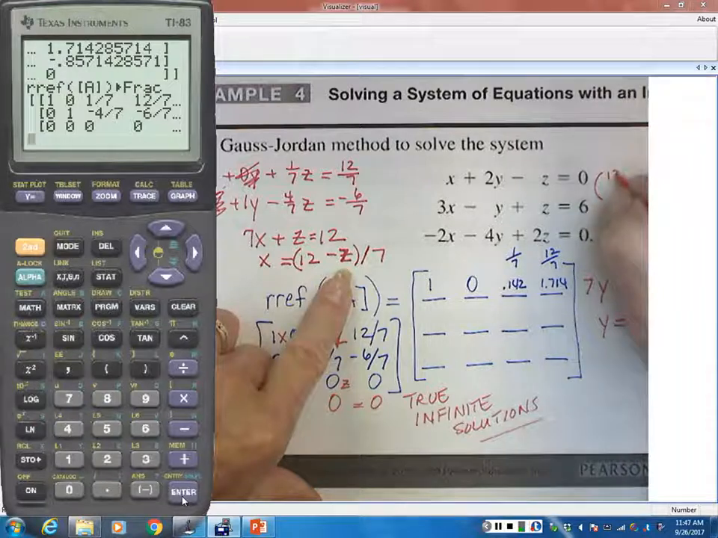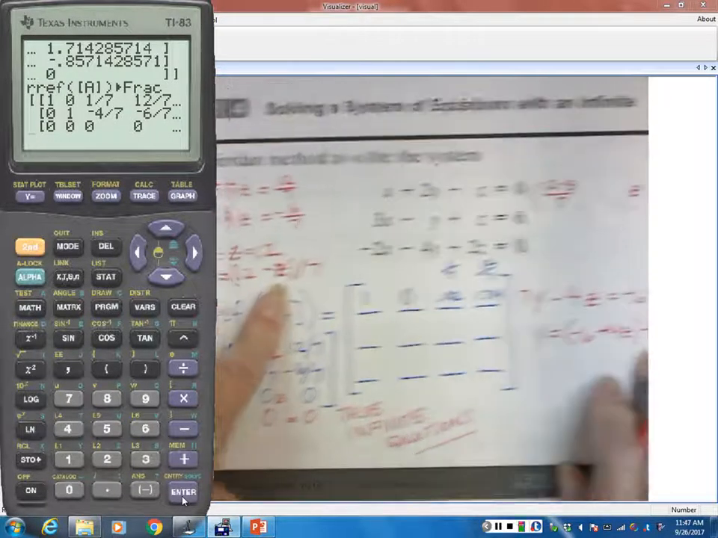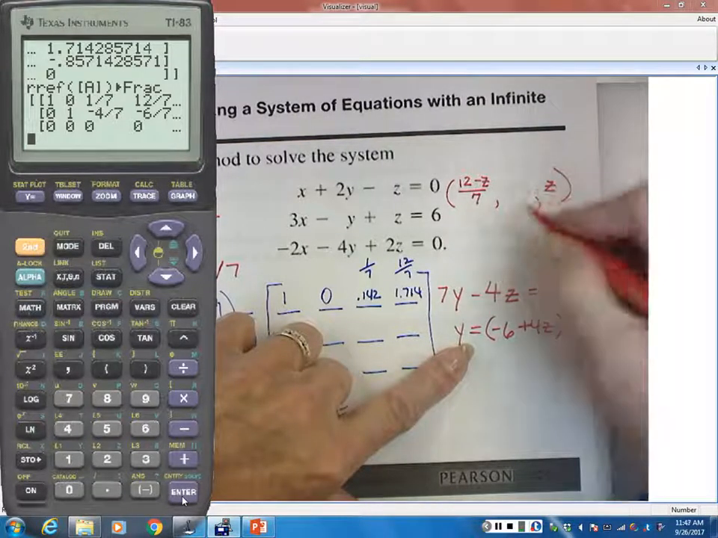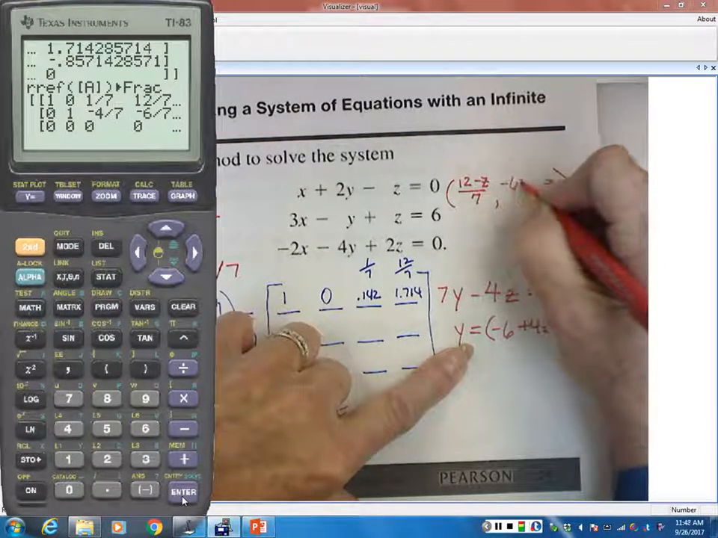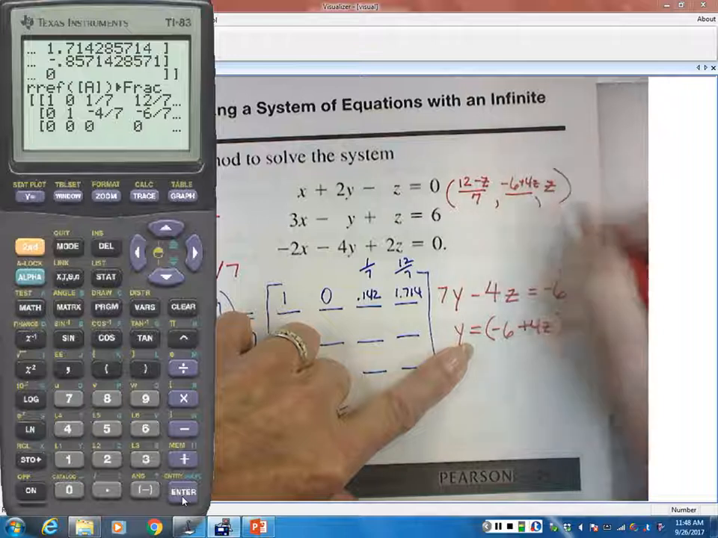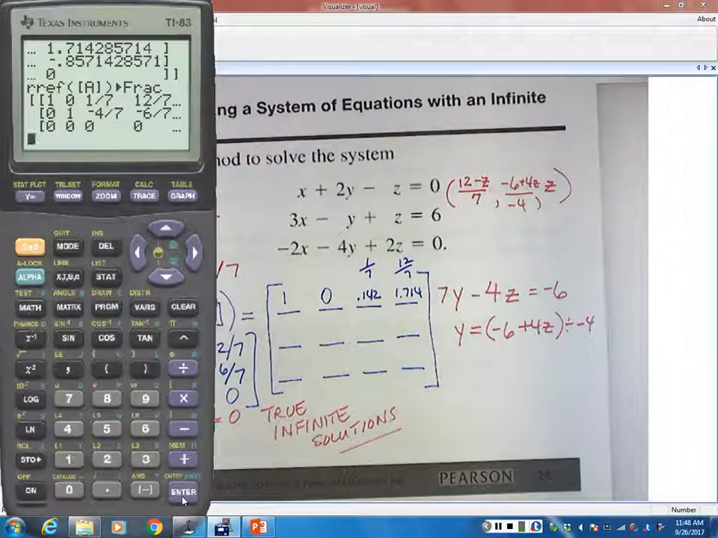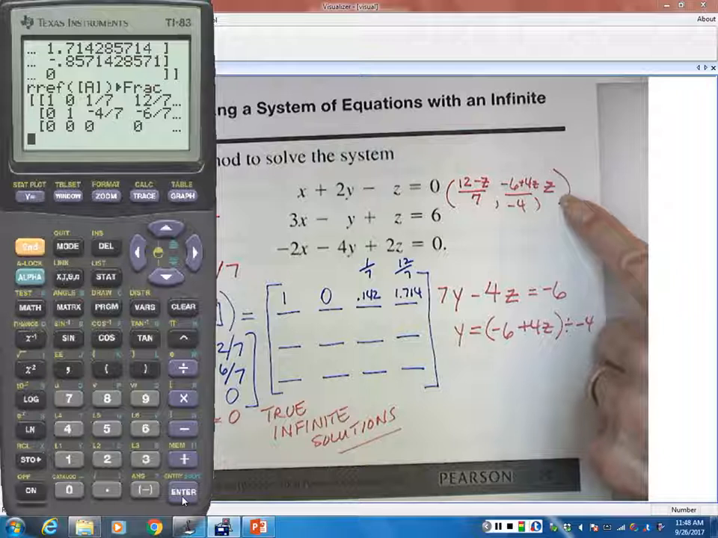So x is 12 minus z over 7. Can you scoot your paper over? Yes, sorry. Thank you. And y is -6 plus 4z over 7. And then the last one is z. So that's what's called a particular solution. It still has a solution, but the solution depends on what the value of z could be.